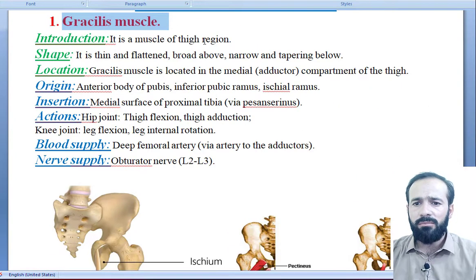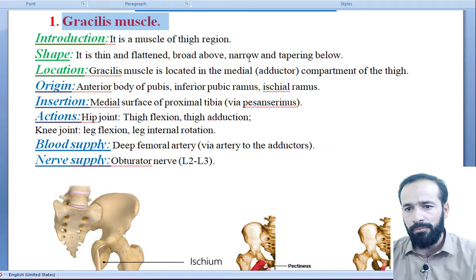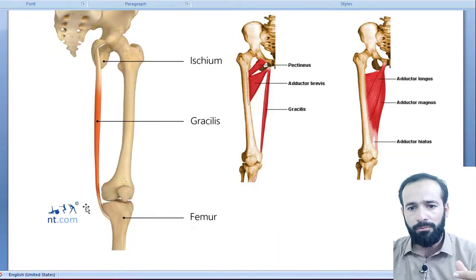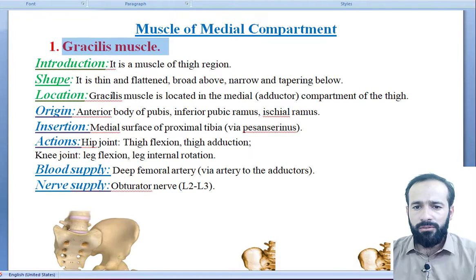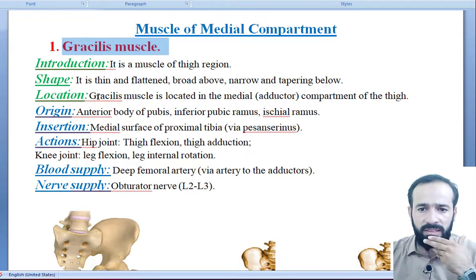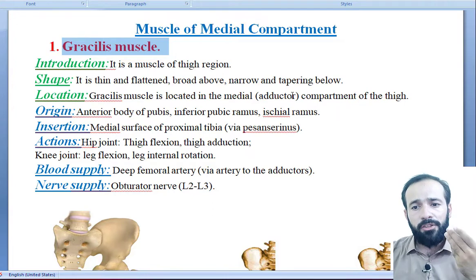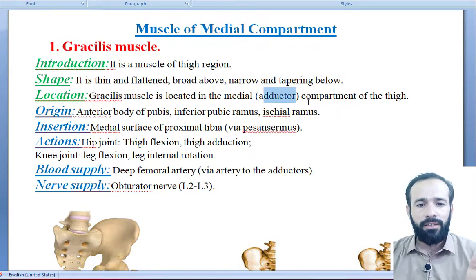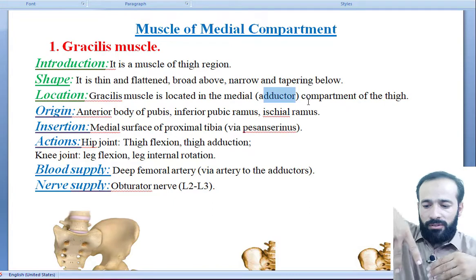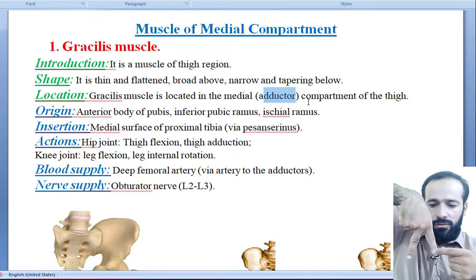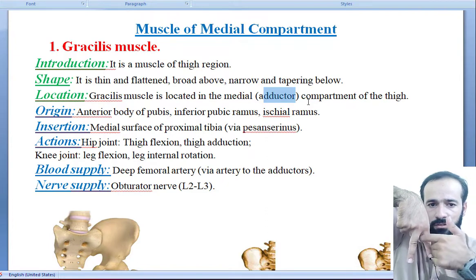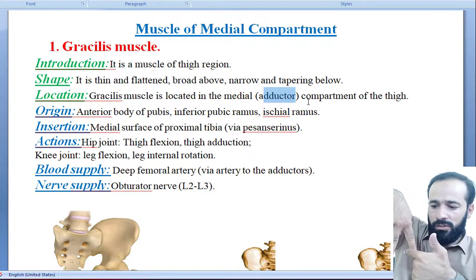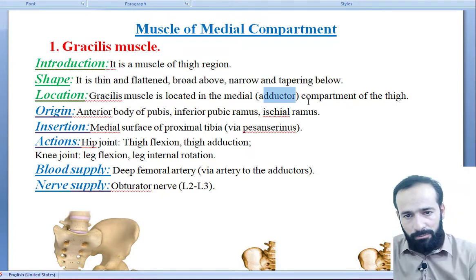The gracilis muscle is a muscle of the thigh region, right? Its shape is flattened, broad, narrow and tapering below. Tapering below means it goes down and then becomes narrower, right? And where is it located? The gracilis muscle is located in the medial, it means adductor compartment of the thigh, right? Adductor compartment means, for example, if these are your thighs, this movement is called adduction, right? So these muscles are present here and here. So these are the adductor compartment or the medial compartment.